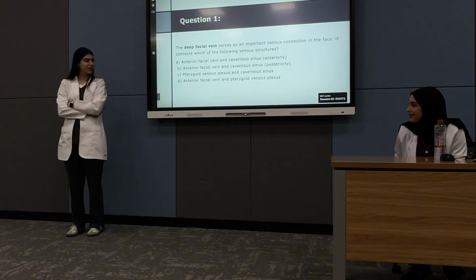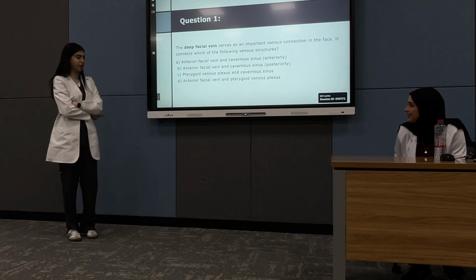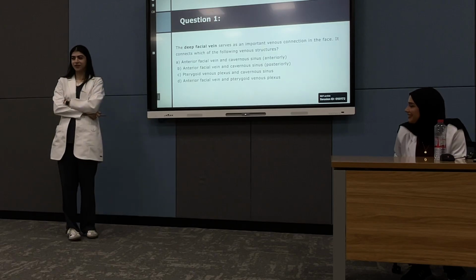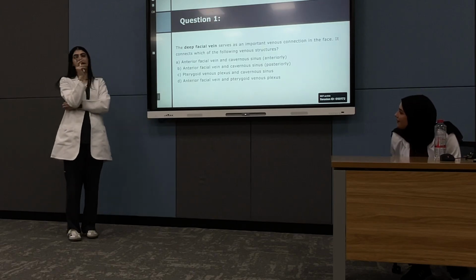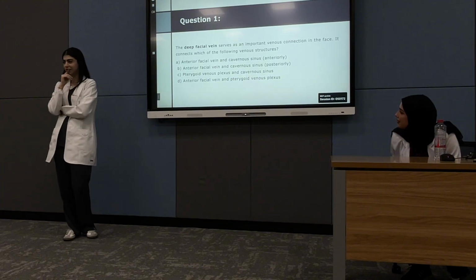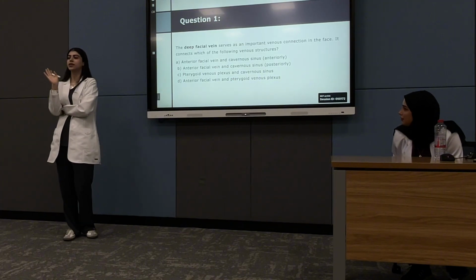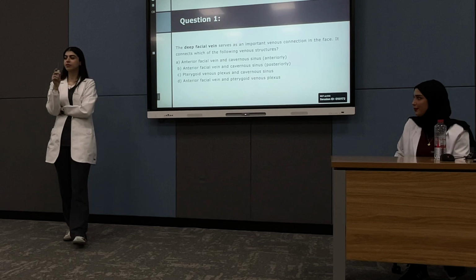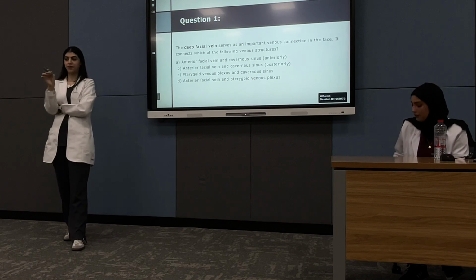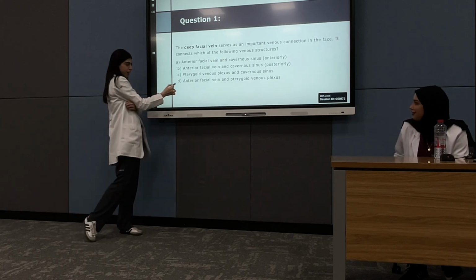It's between B or A. Between B and A? Which one would you think most likely? There were two routes. Yes, two routes, direct and indirect. Okay, I would say B? B. Okay, the answer here is D.